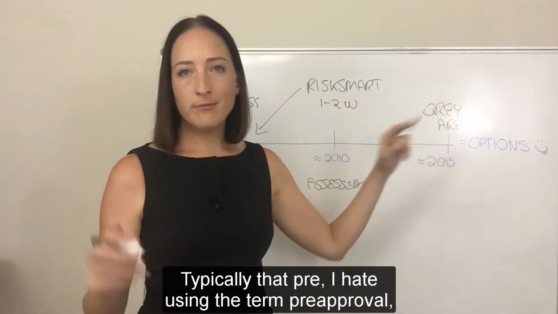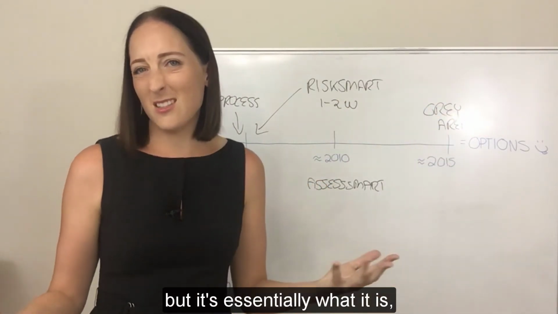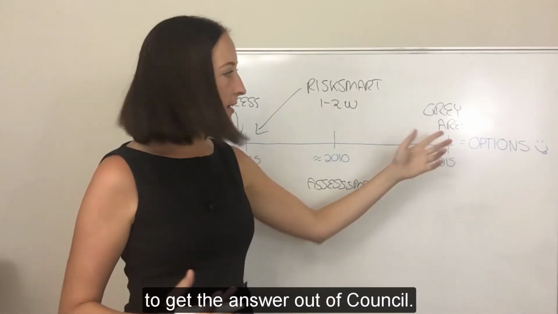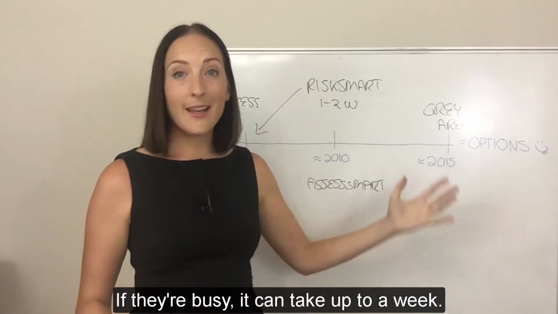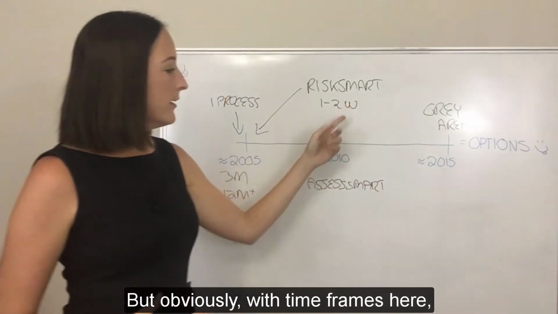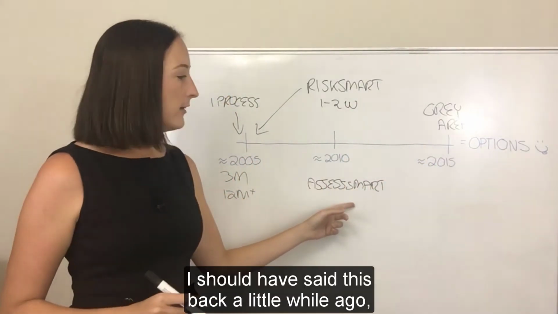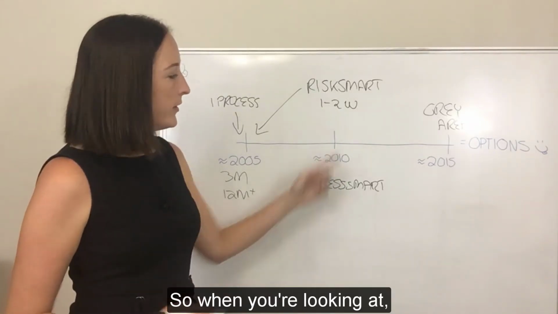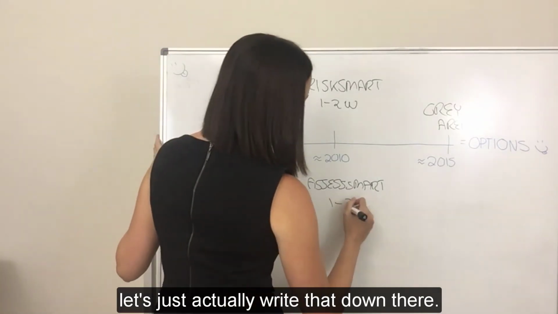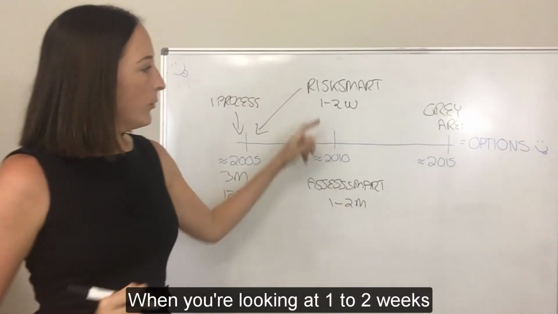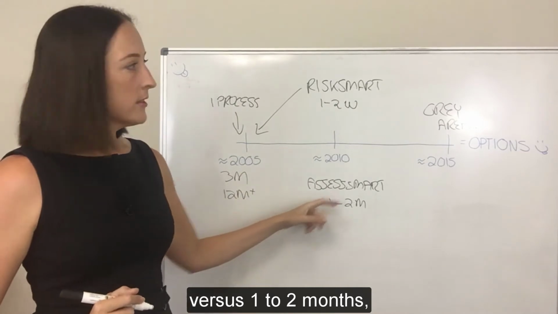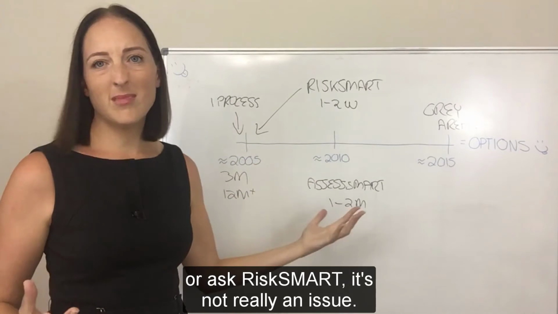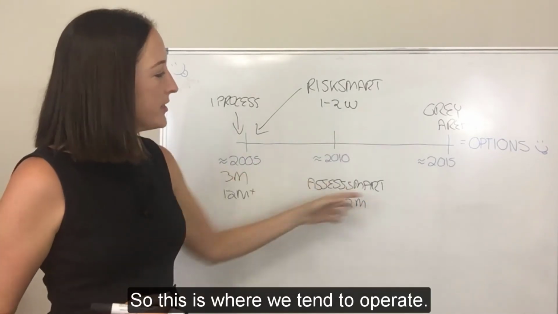Typically, that, I hate using the term pre-approval, but it's essentially what it is. That pre-approval process normally takes a few days to get the answer out of council. If they're busy, it can take up to a week. But obviously, with timeframes here, I should have said this a little while ago, AssessSMART, you're typically looking at maybe 1 to 2 months. So when you're looking at, let's just actually write that down there. When you're looking at 1 to 2 months, an extra 3 to 5 days to ask council or ask RiskSMART, it's not really an issue. So this is where we tend to operate.